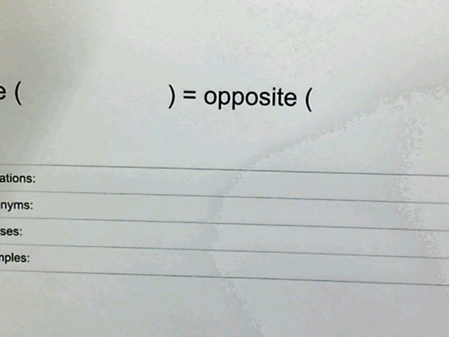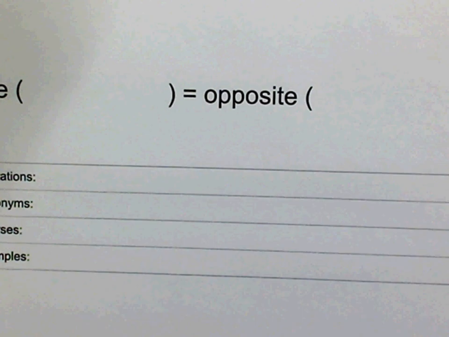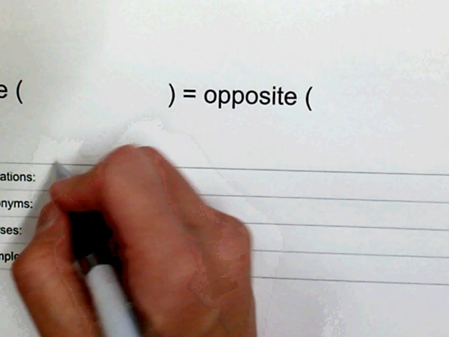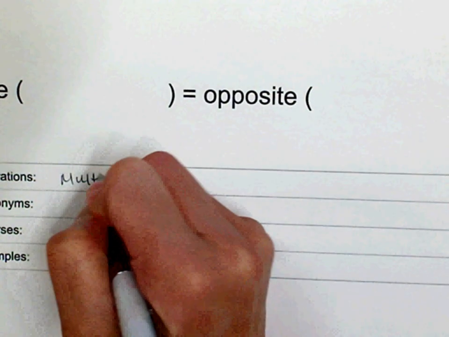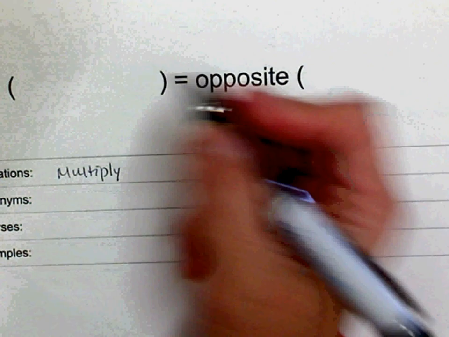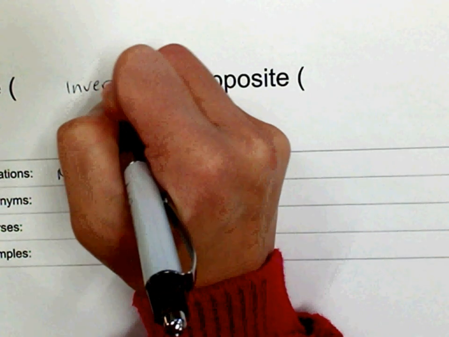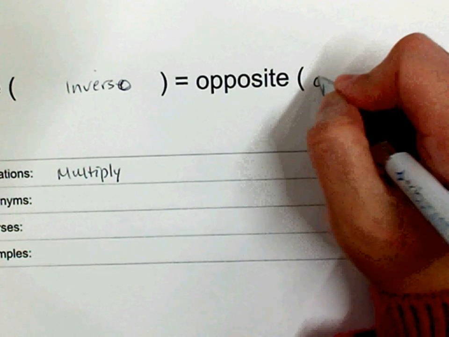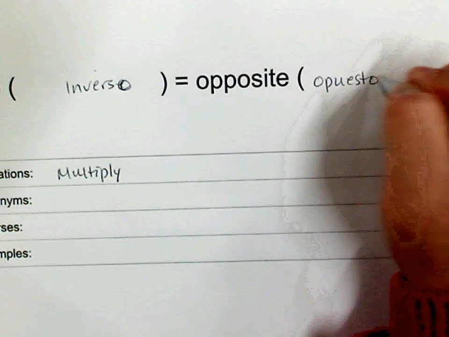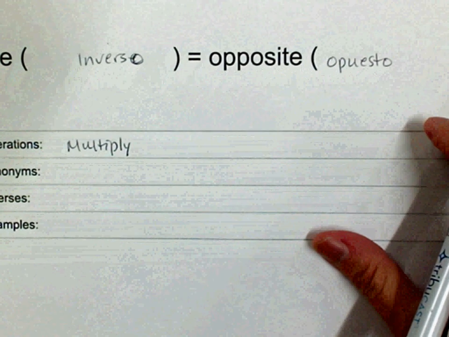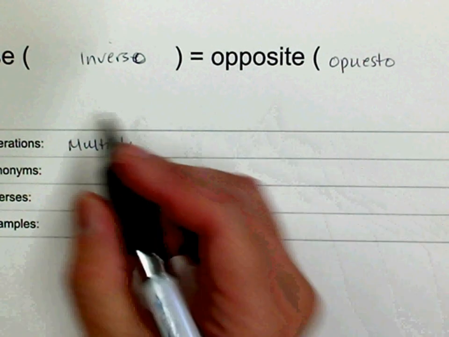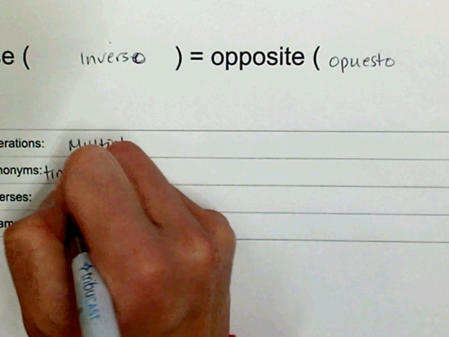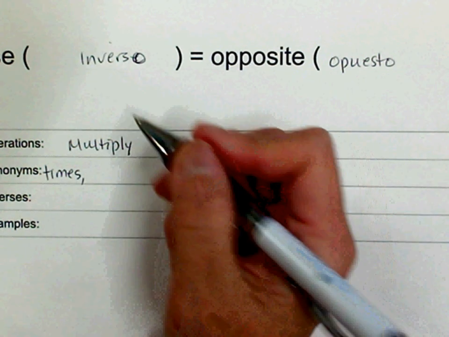All right. Next slide. The next thing we're going to touch on is the word multiplication. So multiply. All right. So we're going to learn about the inverse of multiply. Another word for inverse is the word opposite. All right. Synonyms for the word multiply. The most common one you hear is the word times. You may see the word product.